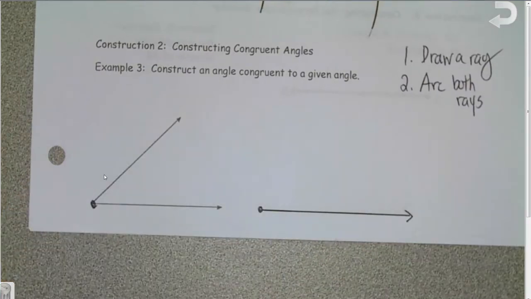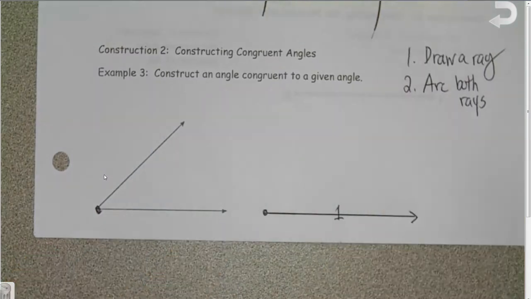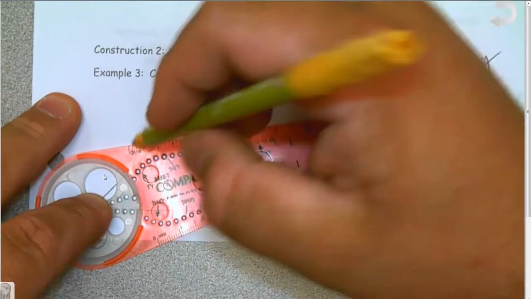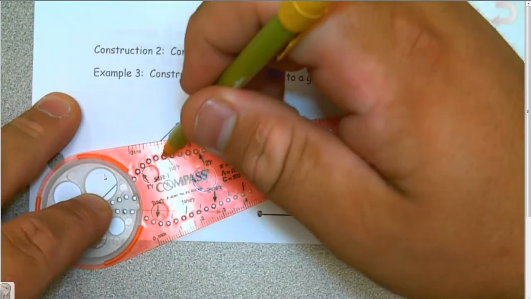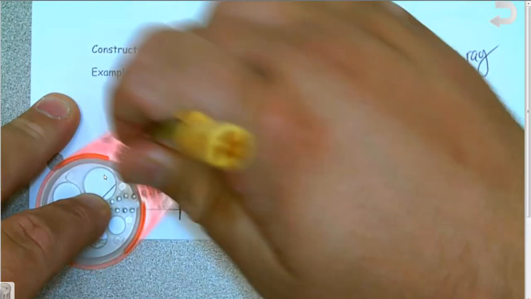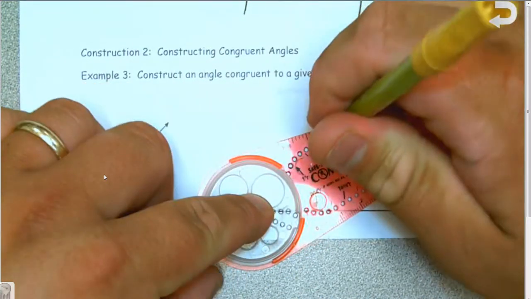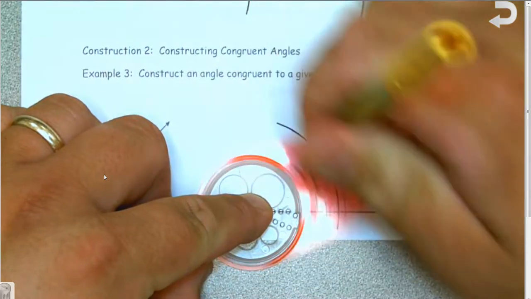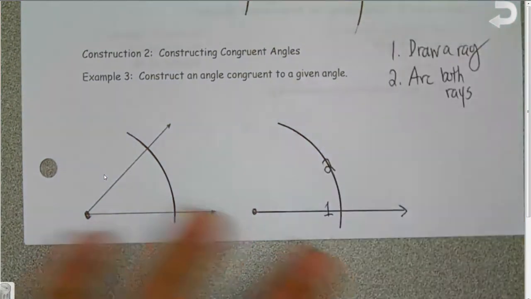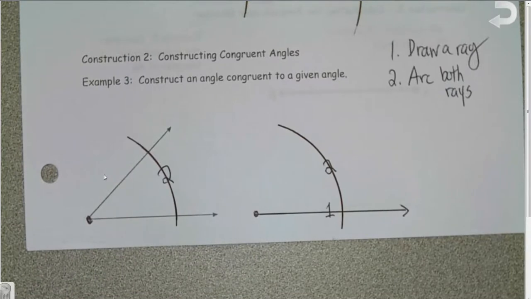So this was the first thing that we did. We drew a ray. The second thing that we're going to do is we're going to arc both rays. So I'm going to pick a pretty safe one. I'm going to go 1.5. And I'm going to draw an arc on the original. And I'm going to come over here to this vertex, and I'm going to draw an arc on this one. So this is the second thing that we did. And I'll go ahead and put a 2 here as well. That way we know that that's the second thing that we did.